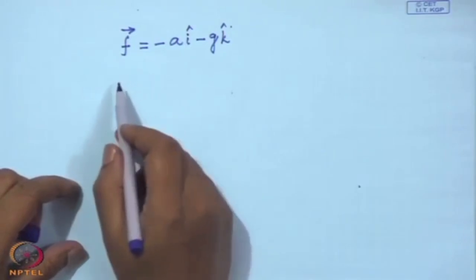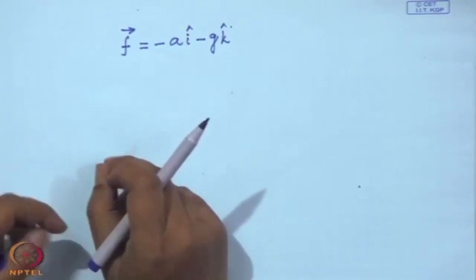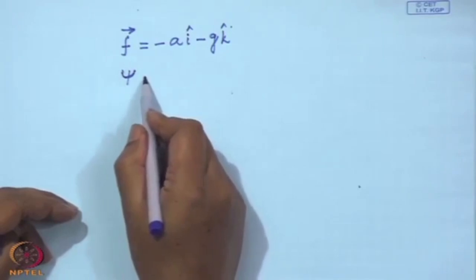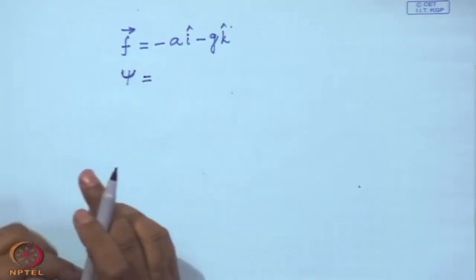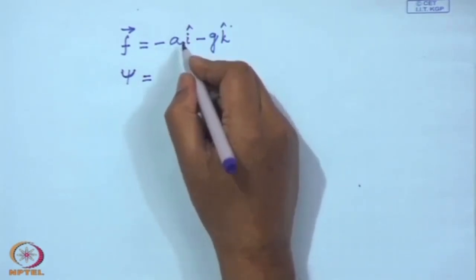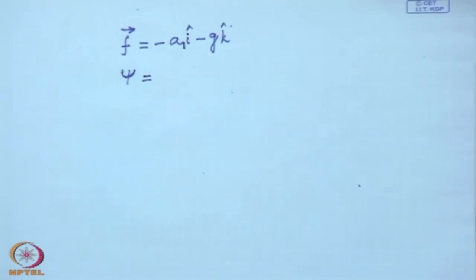What is the potential function, or the potential energy per unit mass, psi? What will be psi, the potential energy function? Remember, f is minus grad psi. F is minus grad psi. Then what is psi?